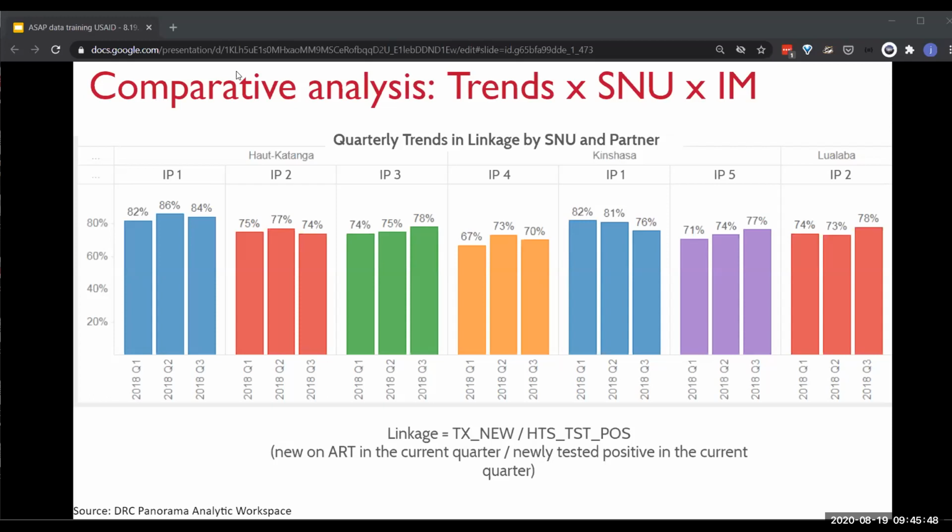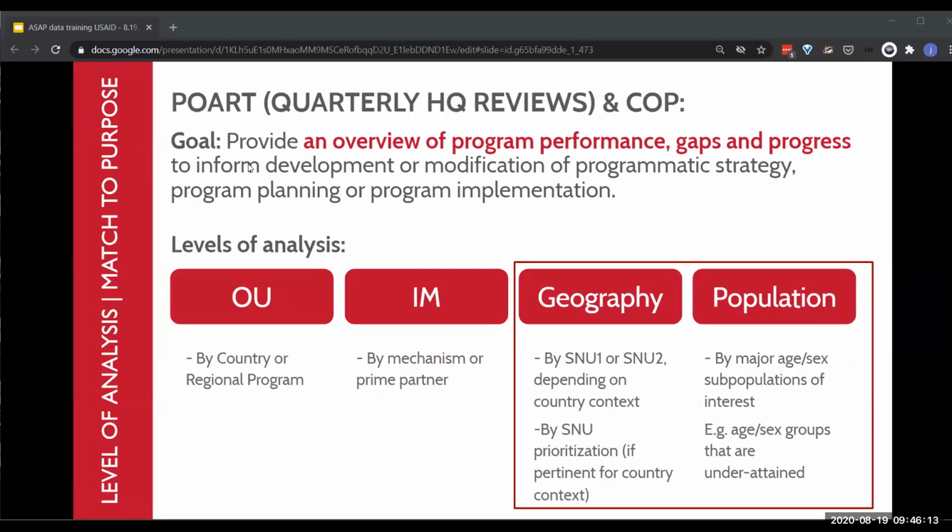So at a glance, you can tell across these three implementing partners how well they did at this. Are the linkage rates high? So some questions that might come up is implementing partner 1 seems to be doing slightly better than implementing partner 3. Is there something implementing partner 1 can share with implementing partner 3 for them to improve their linkage rate? So we also can look at geography and population. So by SNU1 or SNU2, which is PSNU, and then by population.